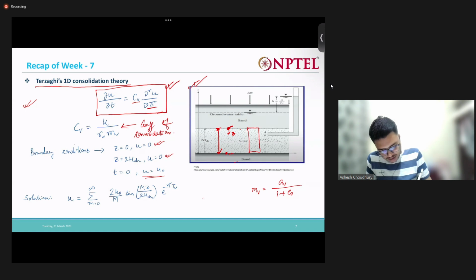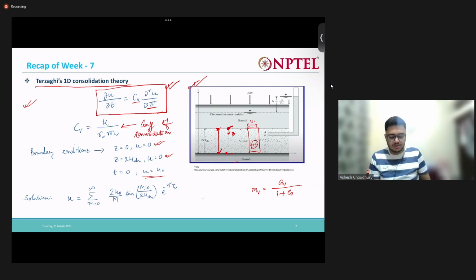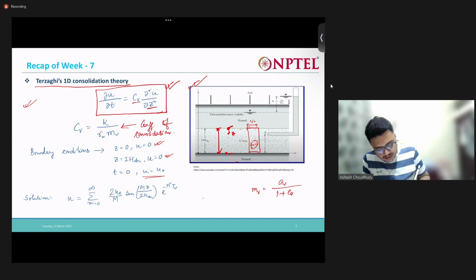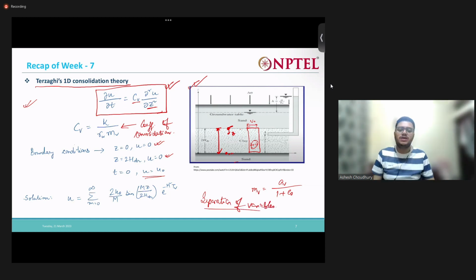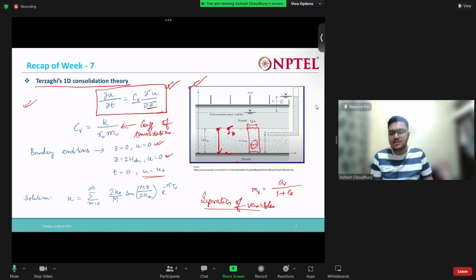Okay, this is the pore water pressure diagram, the u naught at time t equal to 0. This is the picture of the initial pore water pressure distribution. So what we use is the technique of separation of variables to solve this differential equation.